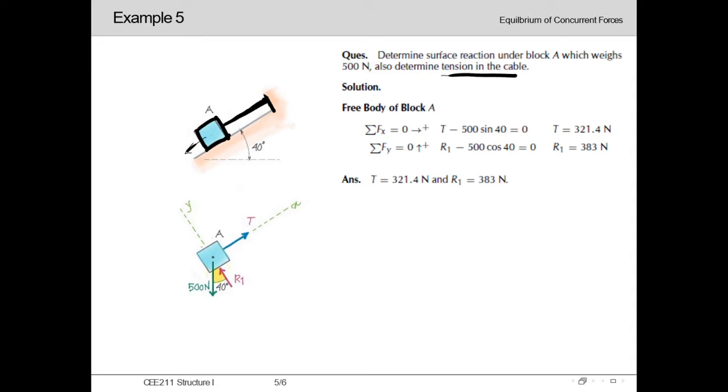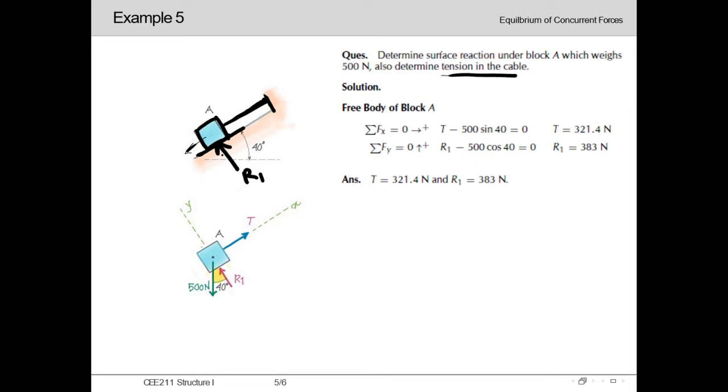So how does the surface reaction arise? We know that where there is a contact surface, there will be a surface reaction, and here we can see this is an inclined plane, and as the plane is inclined, the surface reaction will also be inclined. That means directly perpendicular to this contact surface or contact plane. This is our surface reaction. Let's denote it with R1.